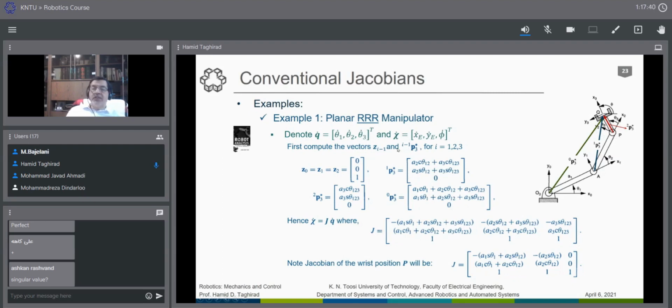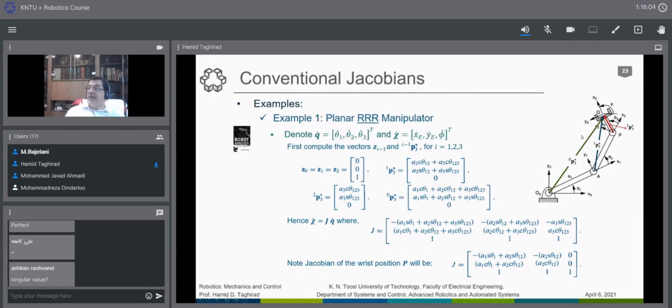The z i vectors are very simple in this case. Because it is a planar case, all the revolute joints are along the z-axis, which is out of the plane. And we call it z0, z1, and z2; all are 0, 0, 1 in the frame 0. Of course, we are considering the frame 0.